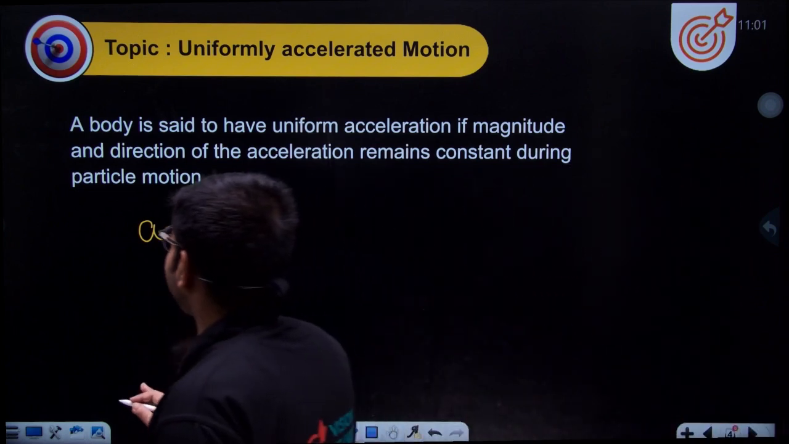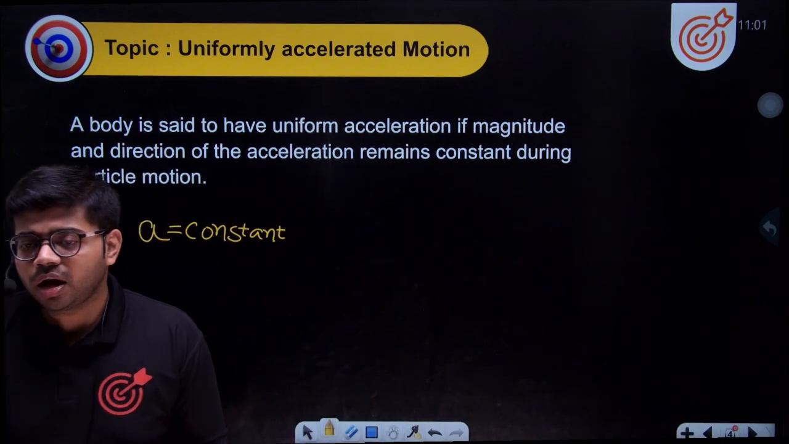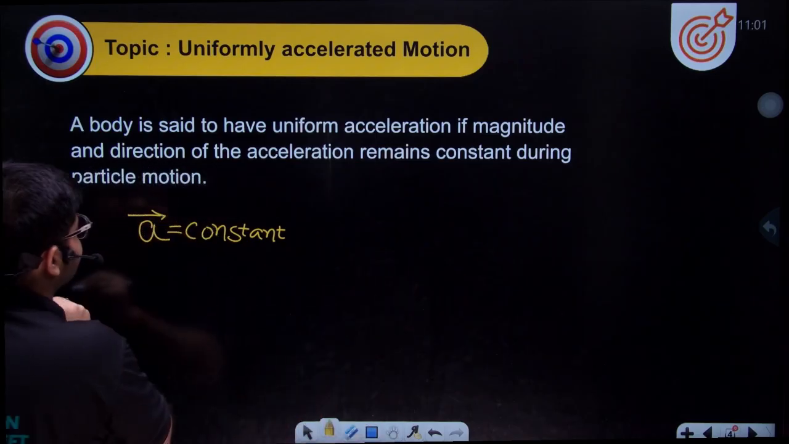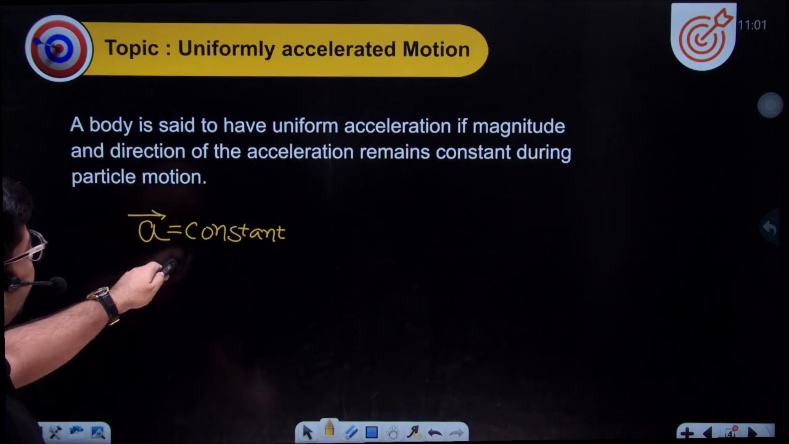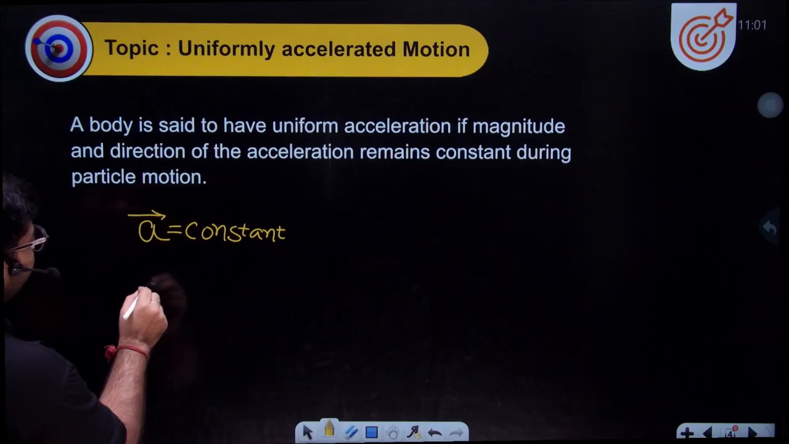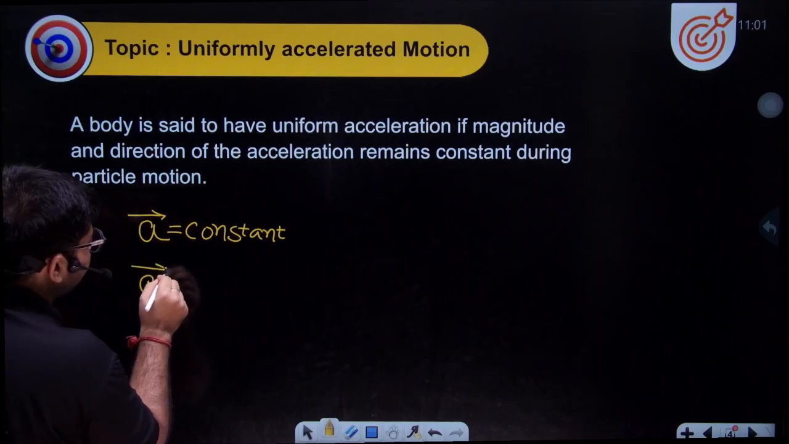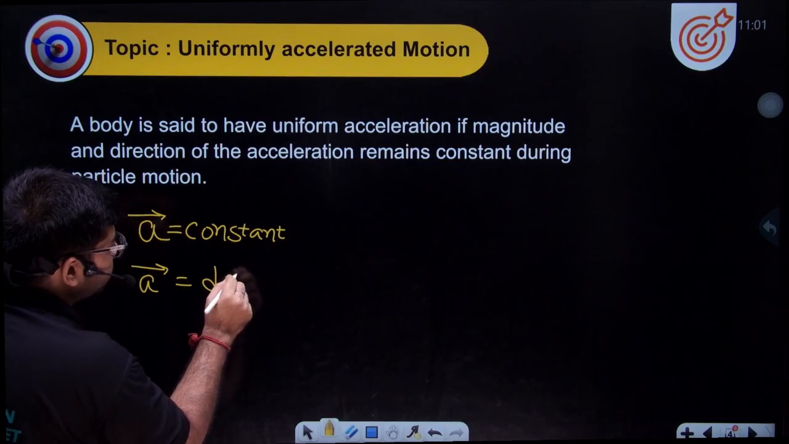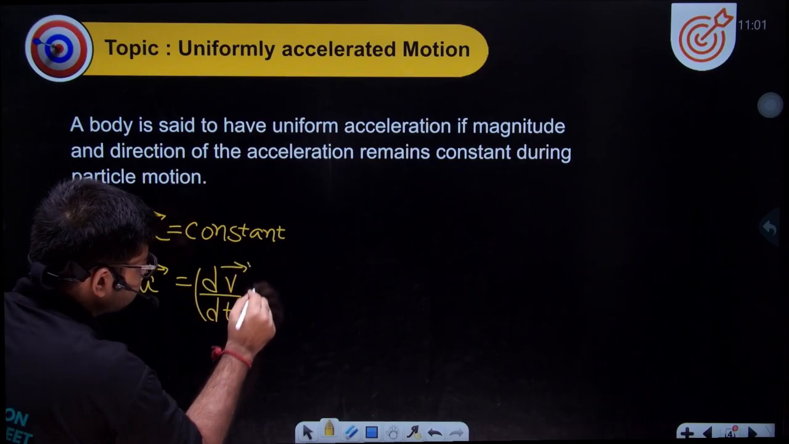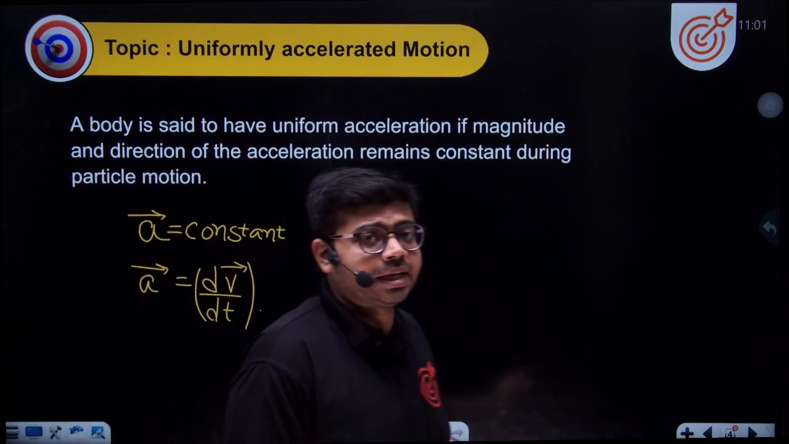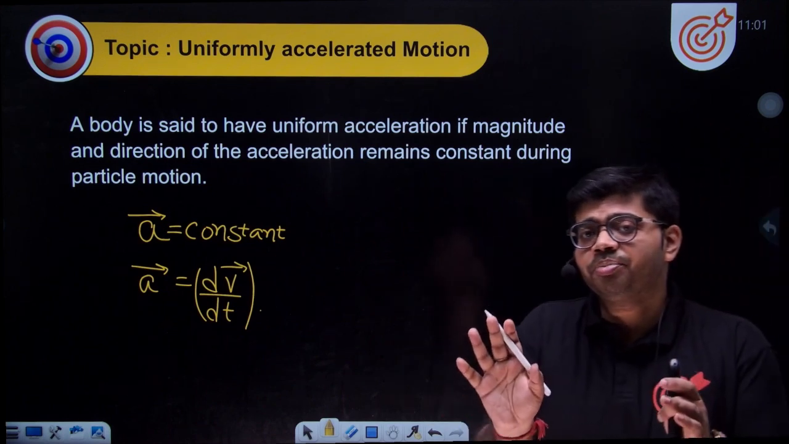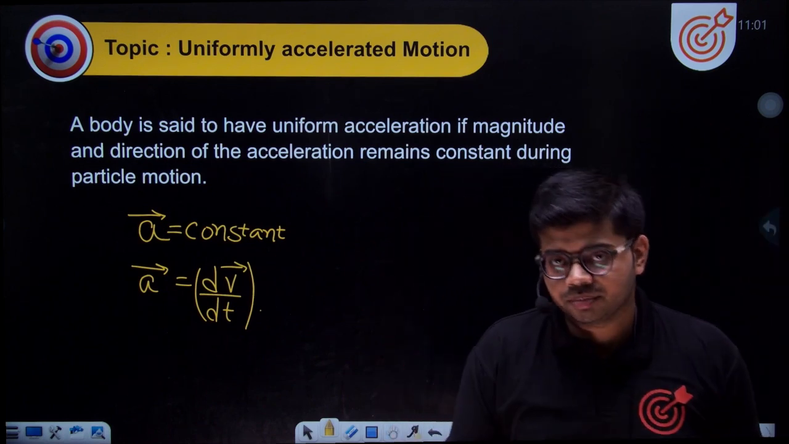We all know that acceleration is a vector quantity. So we can write this: a vector is a constant. From this, what we can infer is the rate of change of velocity is constant. That means your velocity is increasing. Your velocity keeps on increasing, but it is increasing at a constant rate.